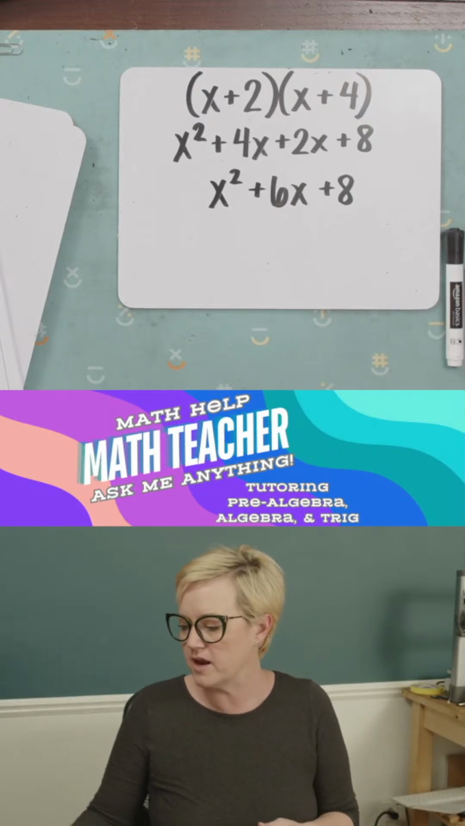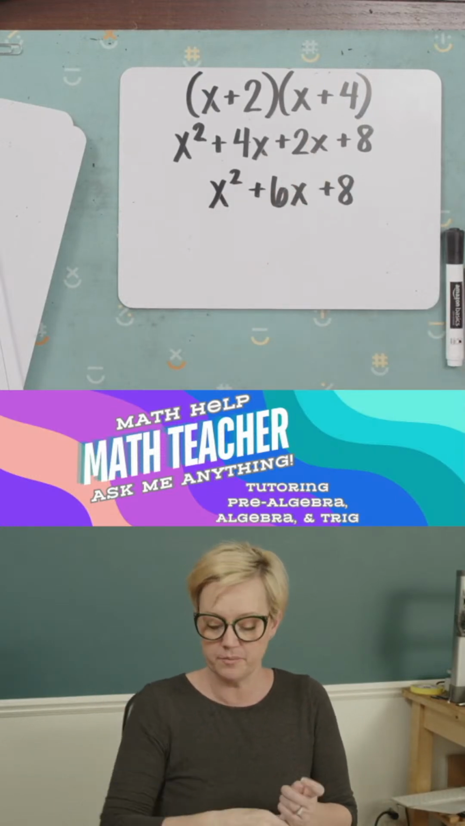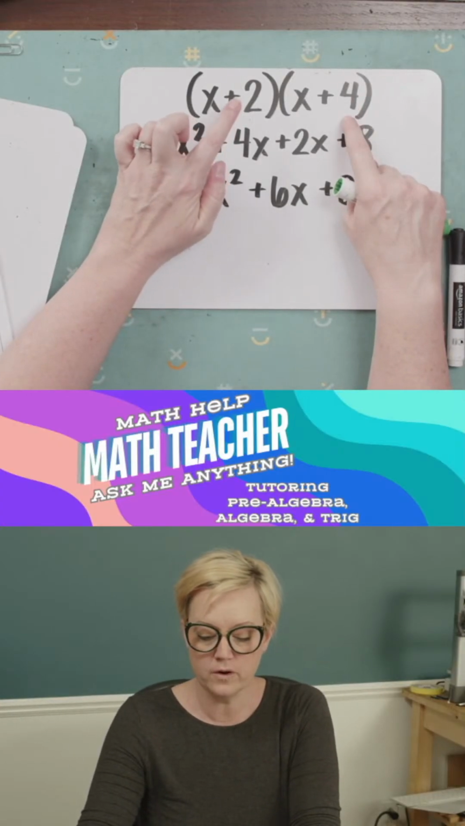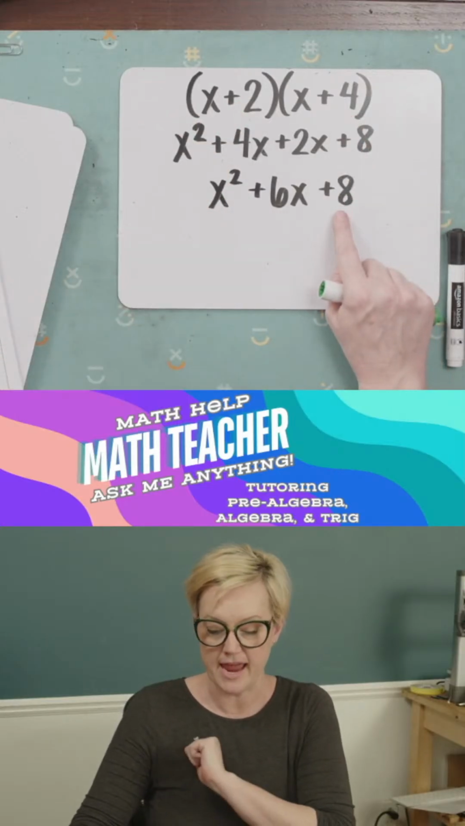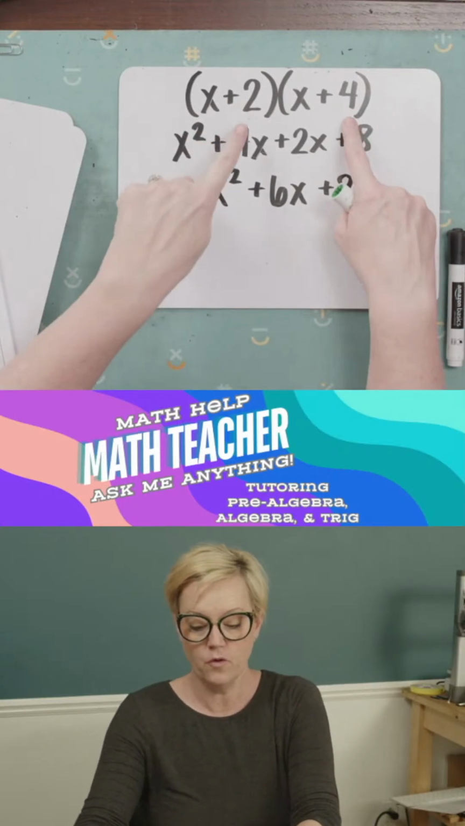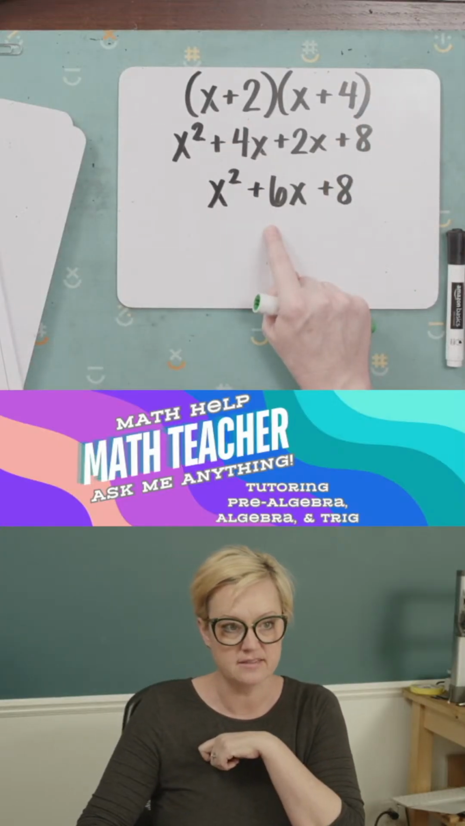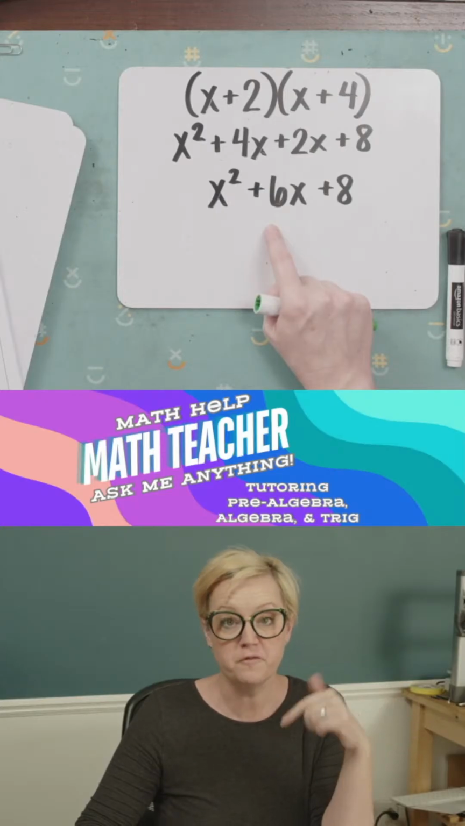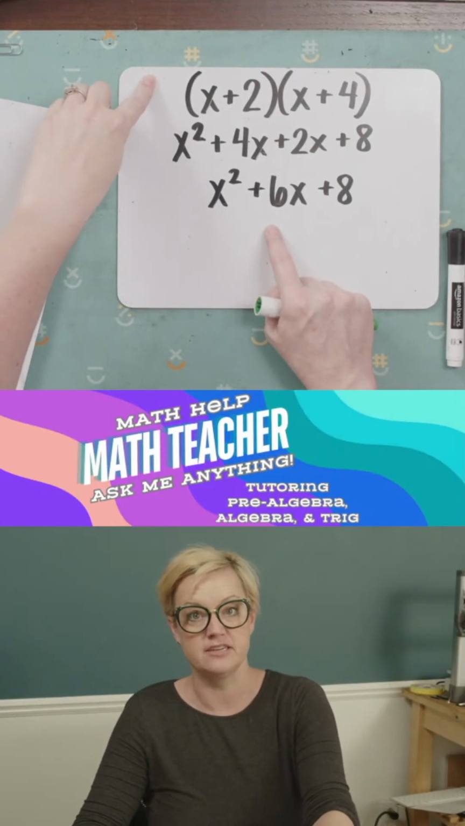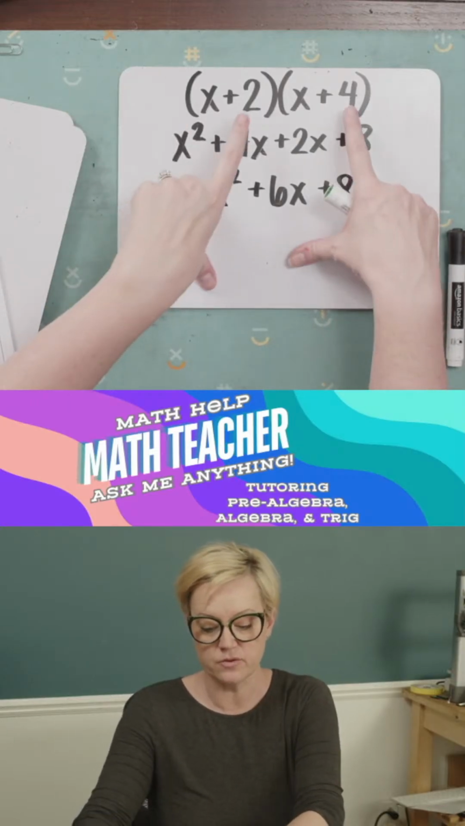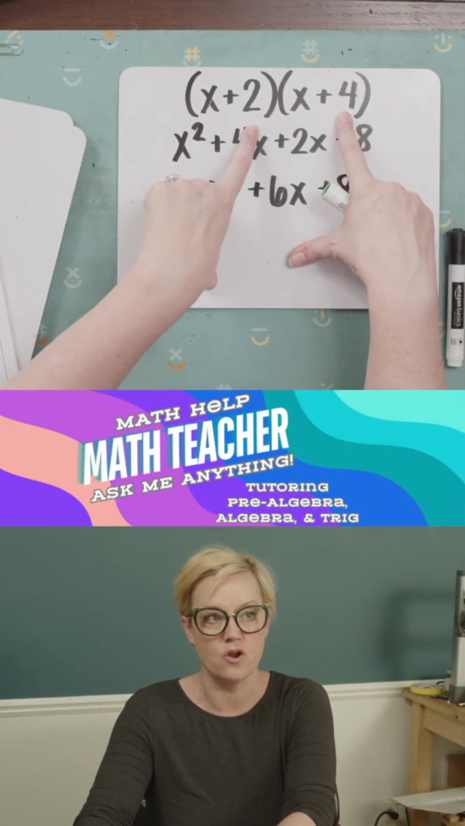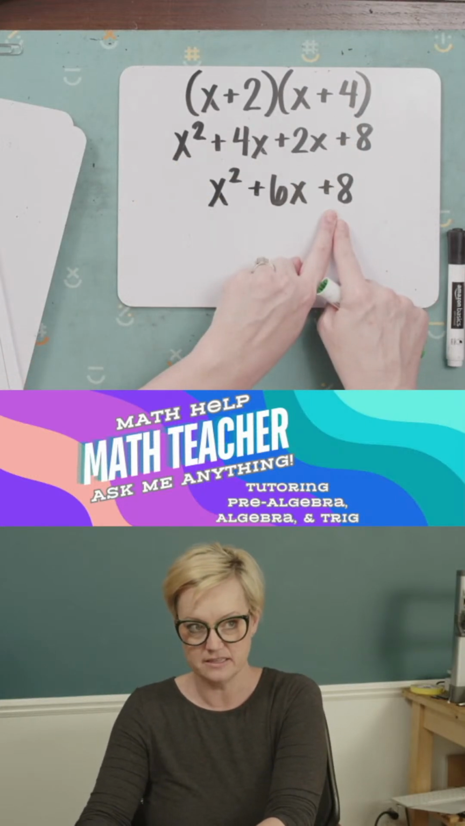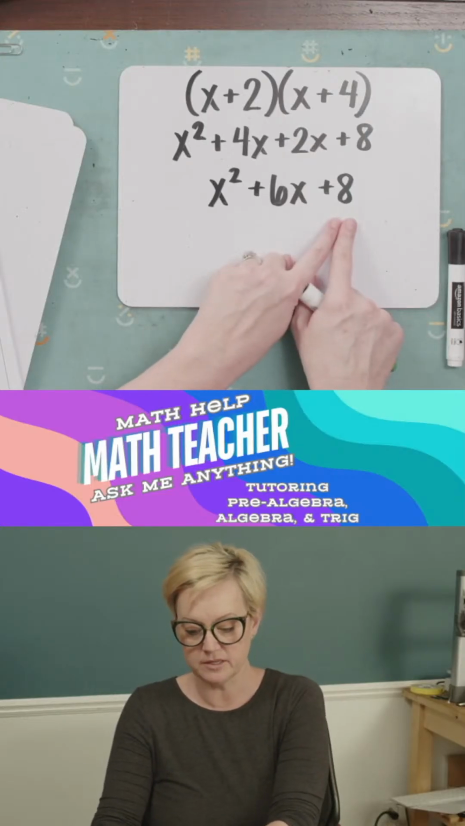So what you notice is that if I were working backwards, I've got 4 and 2 here, right? 4 times 2 gives me 8. 4 plus 2 gives me 6. So we can use that if we were going the opposite direction. We would say these two numbers in this binomial are going to add to this and multiply to that. So it's adding to 6, multiplying to 8.